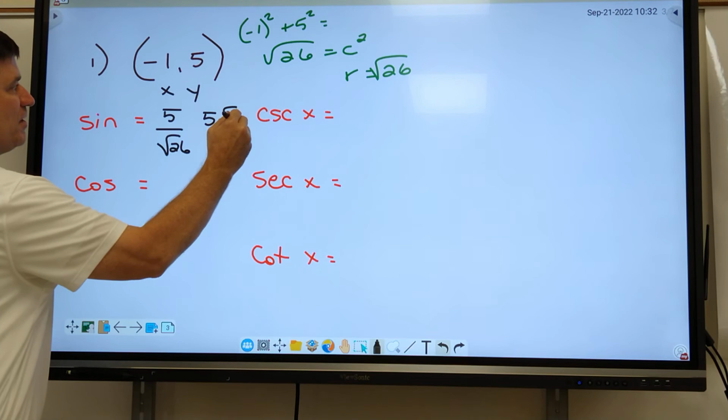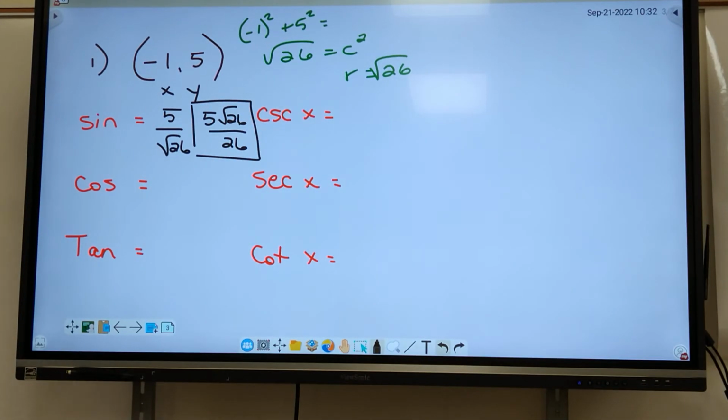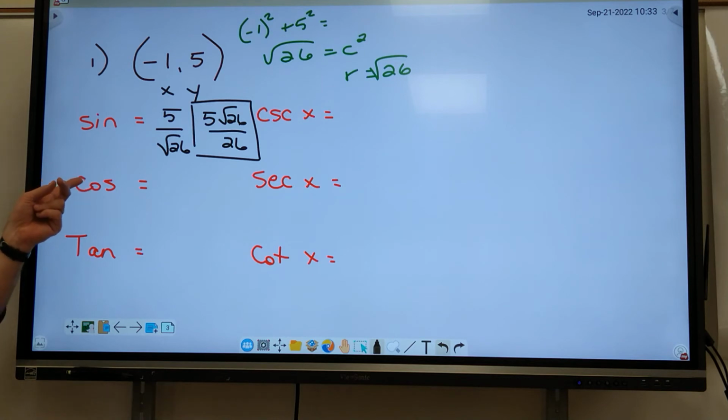5 root 26 over 26. Everybody get the same thing on your calculator. Everybody good? Ernesto, we're good on that. All right, and we're going to do the same thing, guys, to find the next answer.